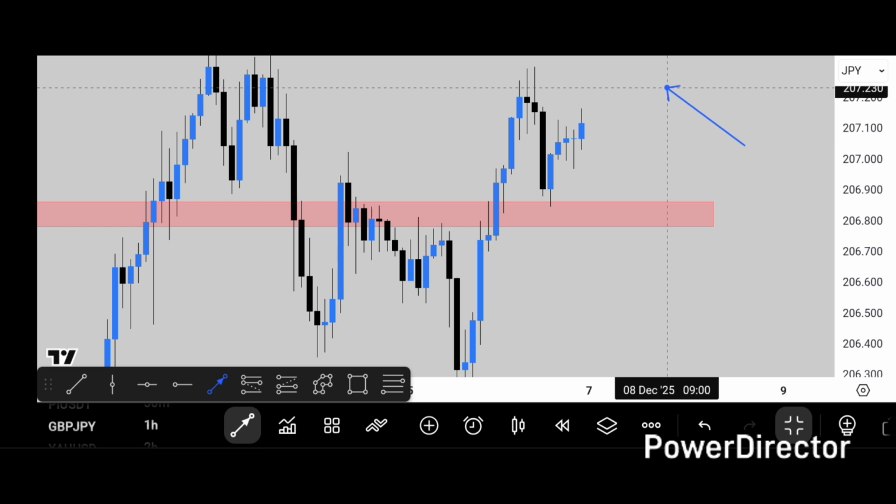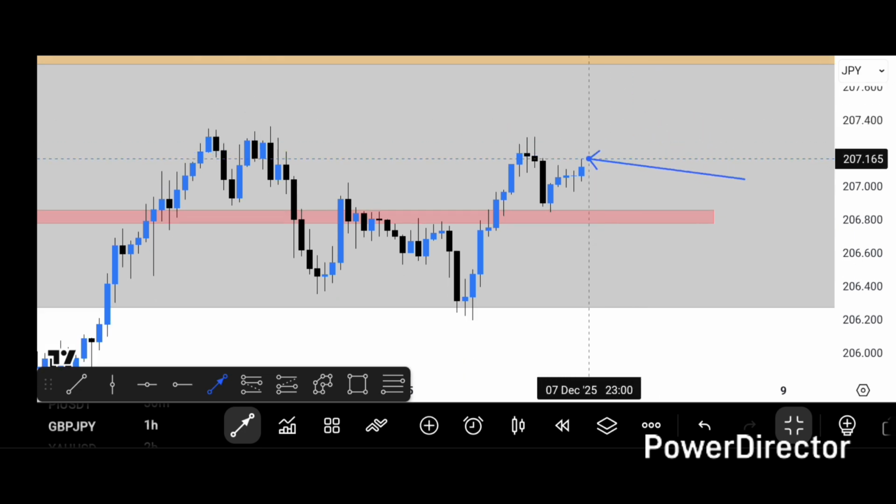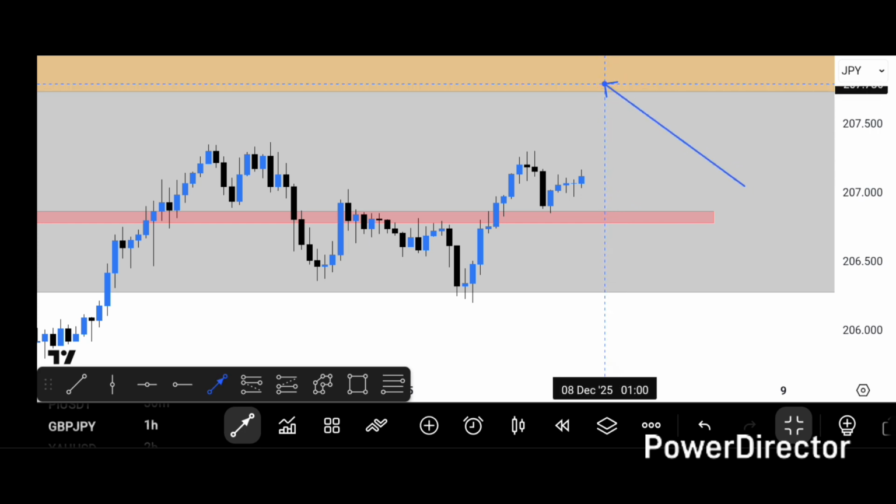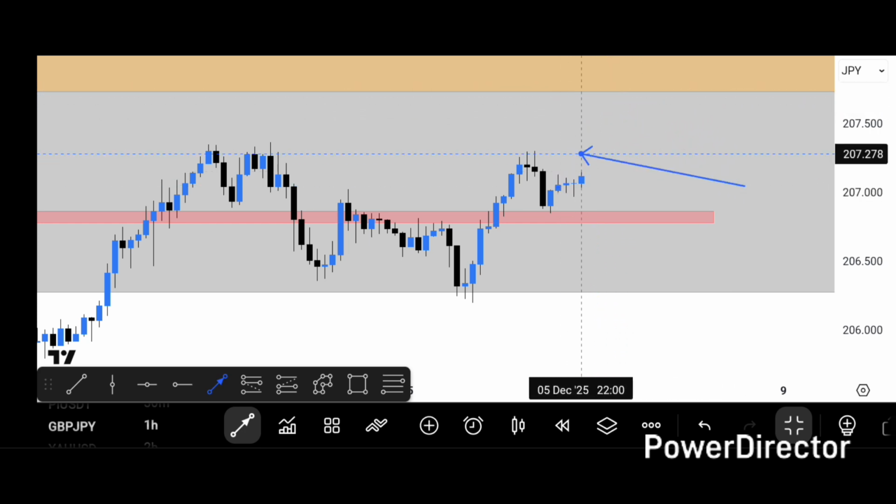And like we said, price could just open and fly to that structure point here, this last high here, which is also a strong resistance zone here.